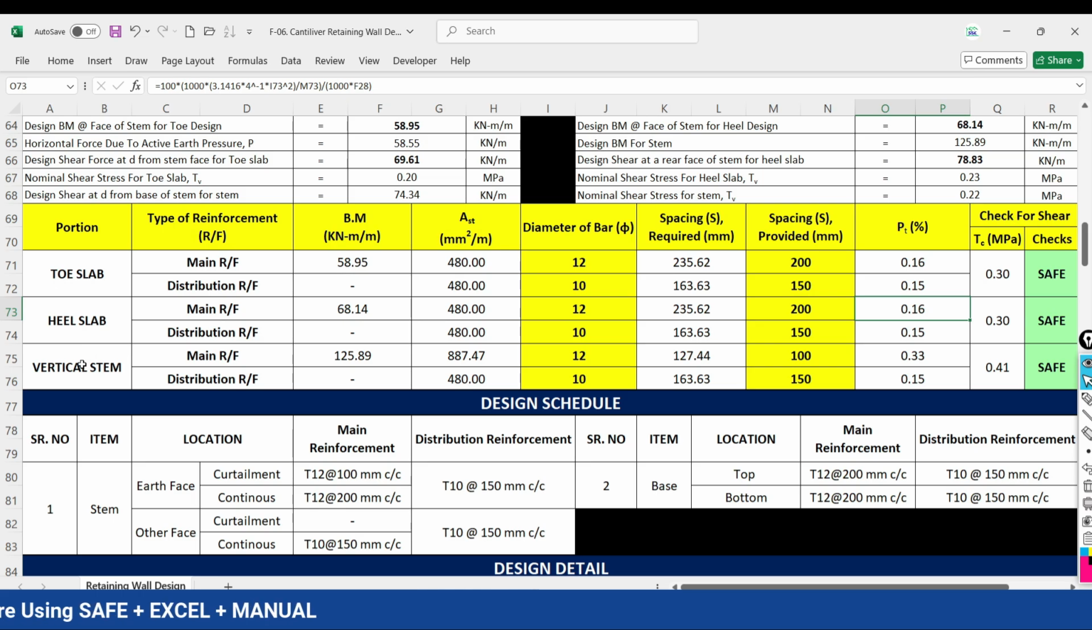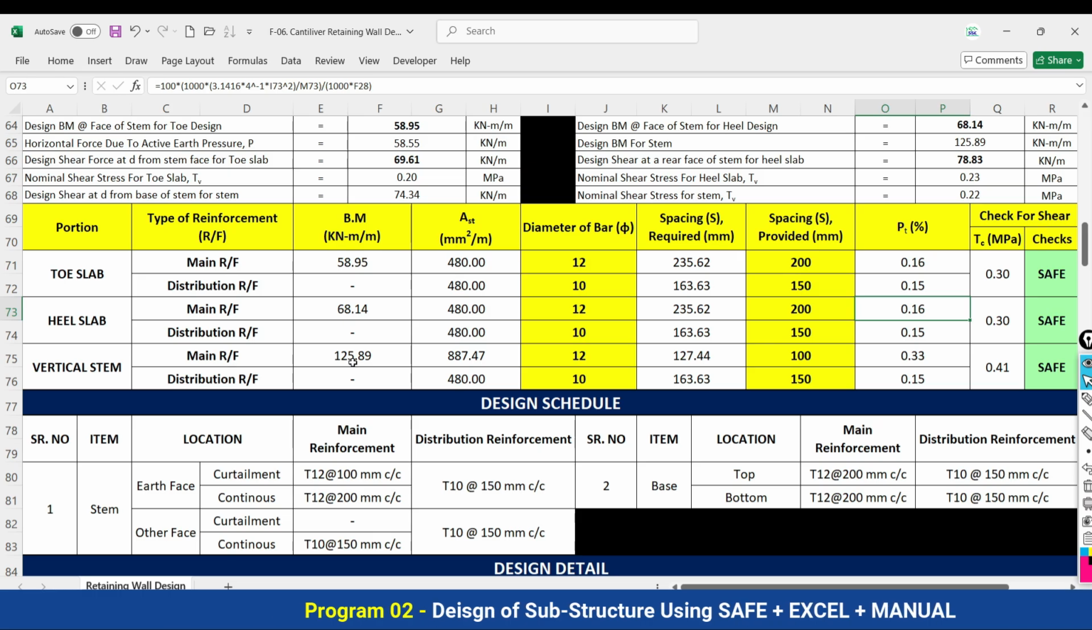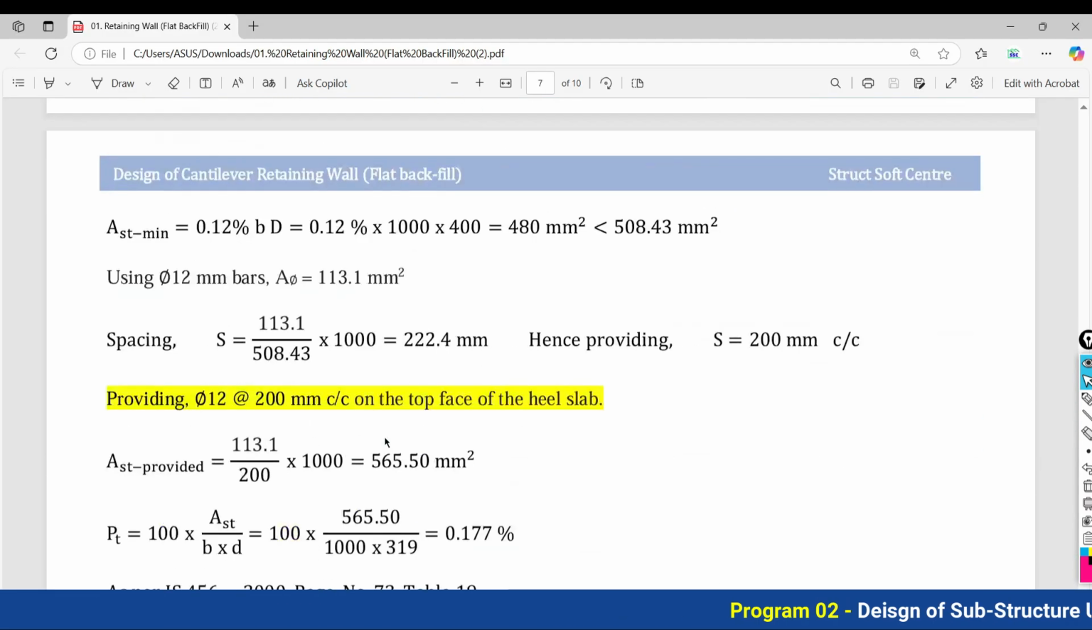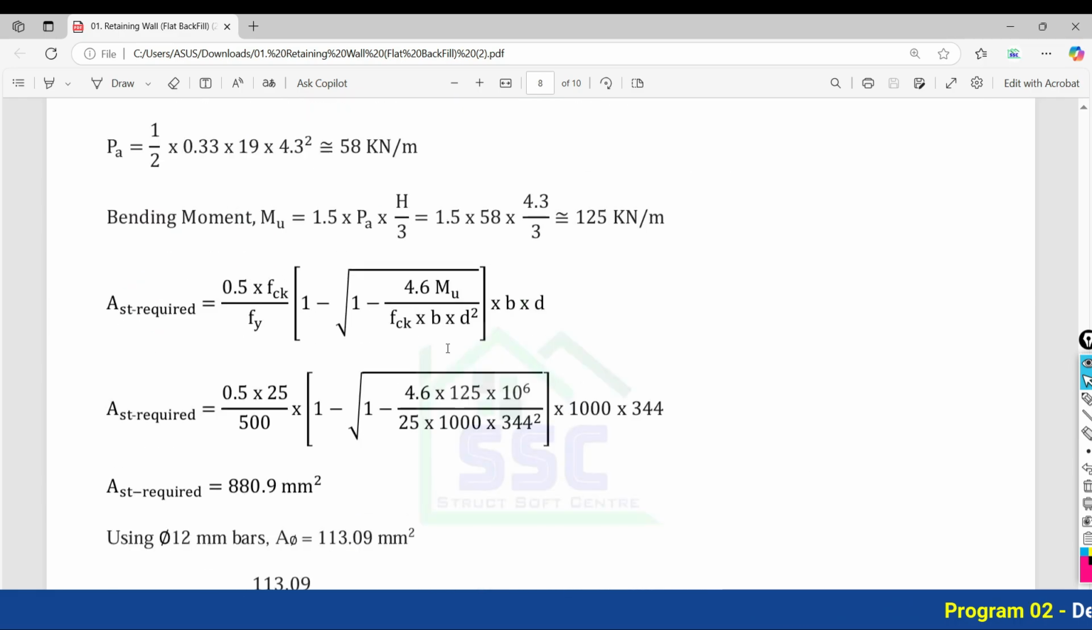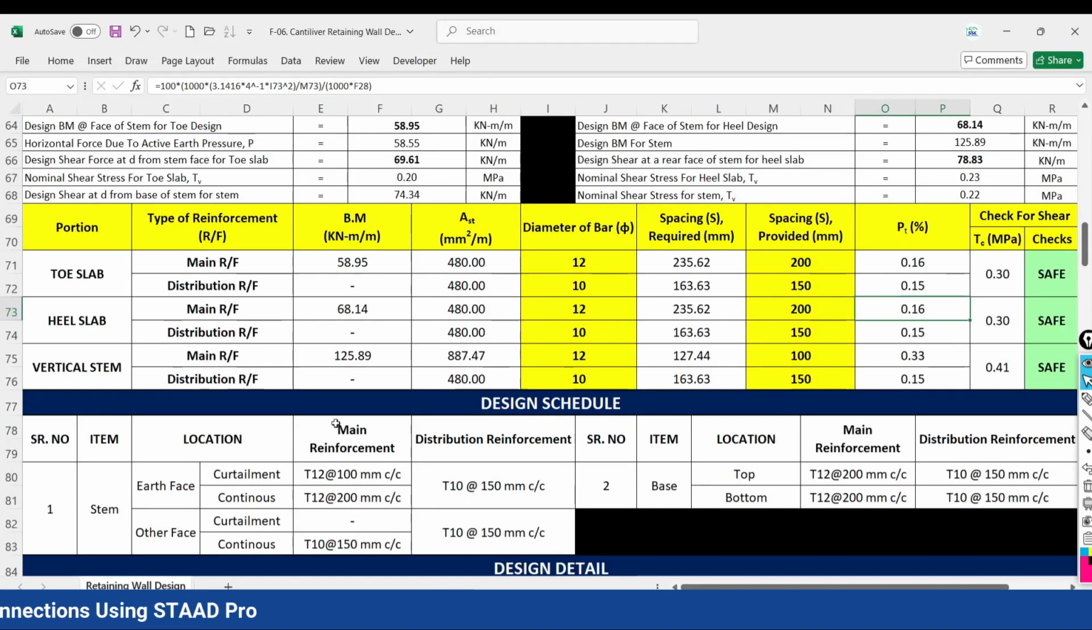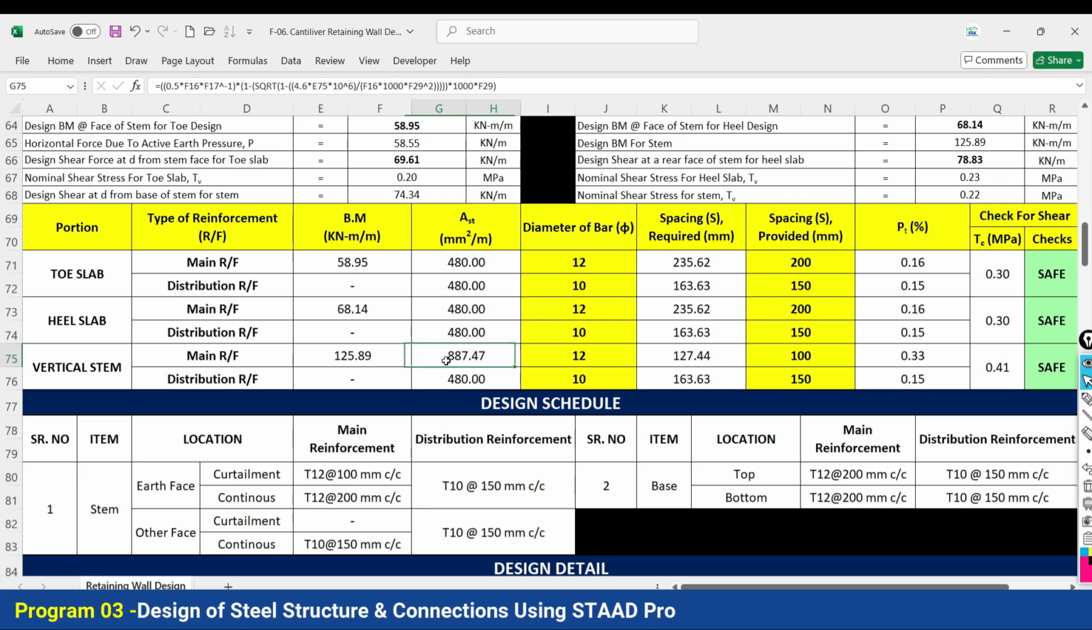Now the vertical stem, the vertical portion of the retaining wall. So 125 kilonewton meter is the moment. If you see your manual calculation, the moment was about 125 kilonewton meter over a 1 meter length of the retaining wall. When you see your spreadsheet, the same calculation is coming, and the reinforcement demand 887.